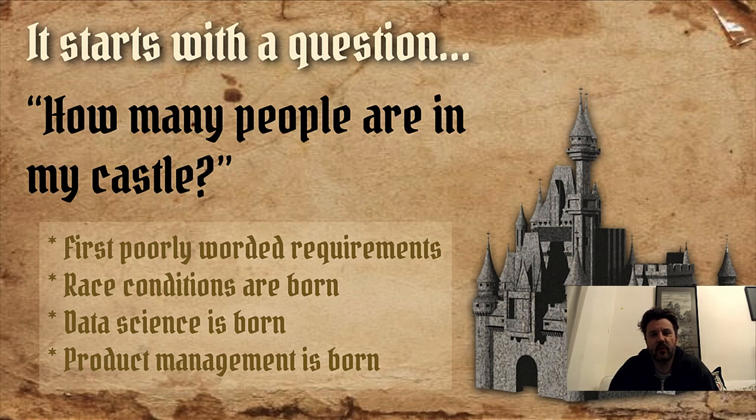These were the first poorly worded requirements, because how can you know how many people are in a castle at any point in time? It's in a constant state of flux. People are going in and going out. Do you mean the castle, or do you mean the castle's environs? Therefore, the first product management was born to try and understand what the requirements and what the success criteria were. Also, the first data scientists were created, because now we have to count something which is constantly in flux, which is a lot harder than you may think.